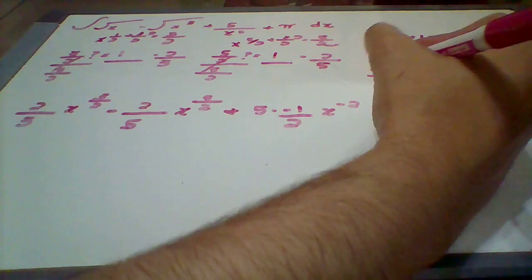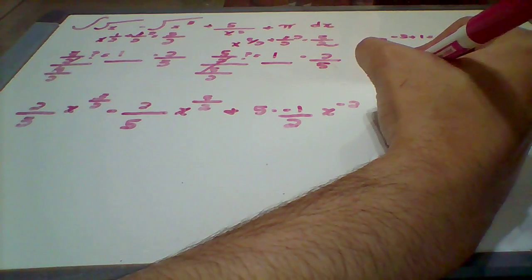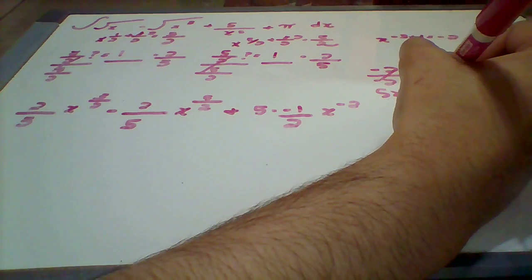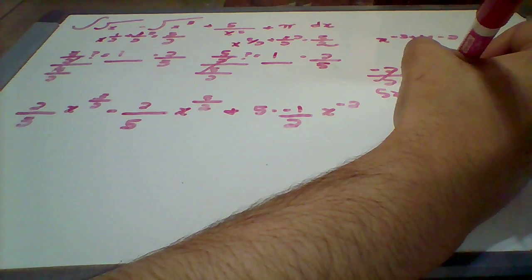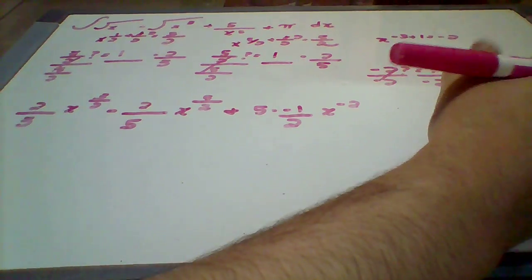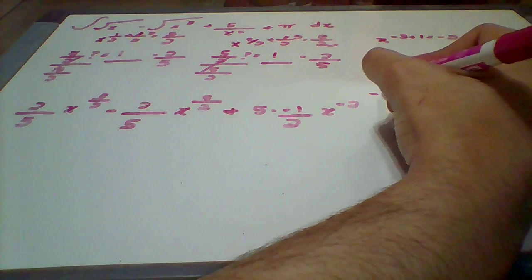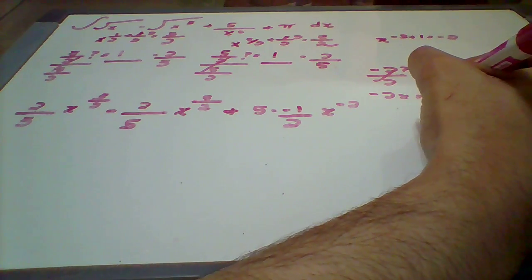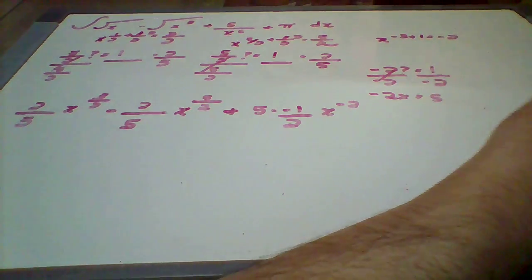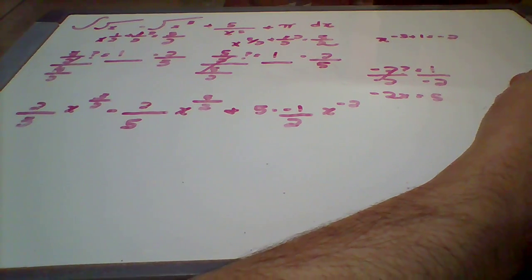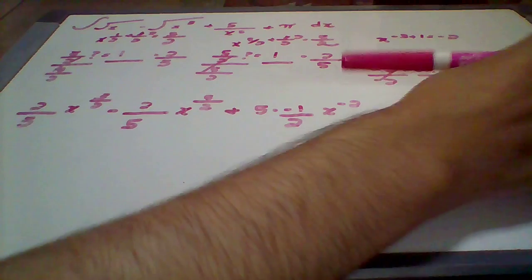Also note that negative 2x would equal 5. You could do it this way instead of doing what I did. Anyway, that's besides the point.